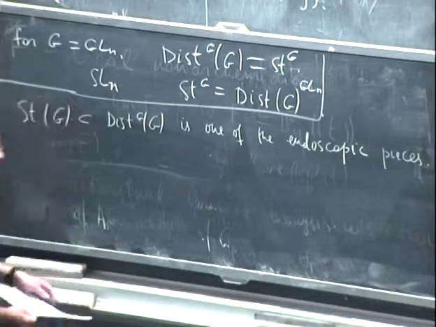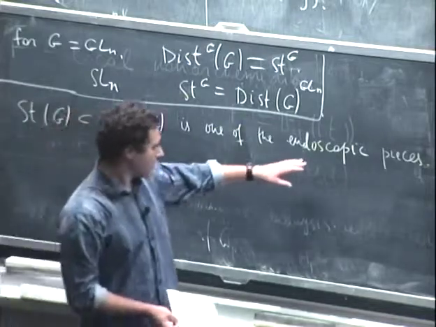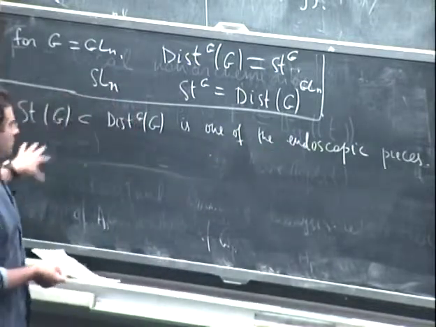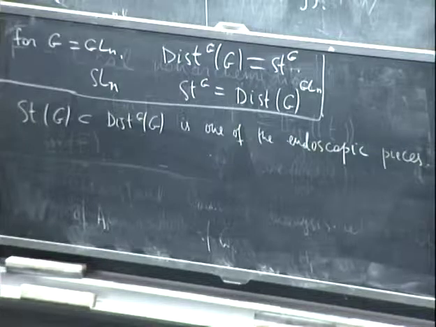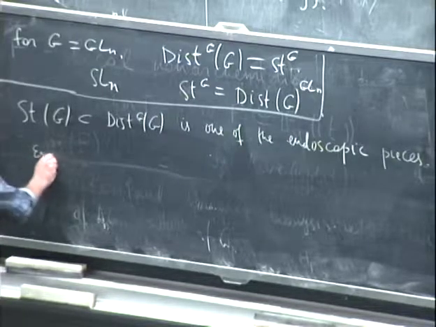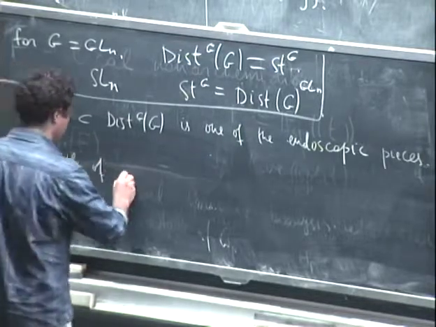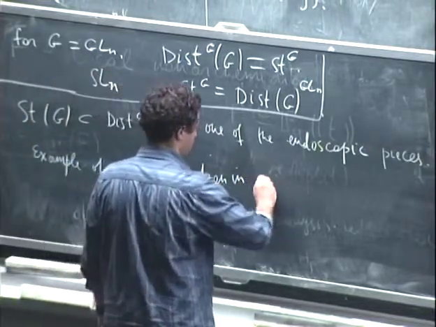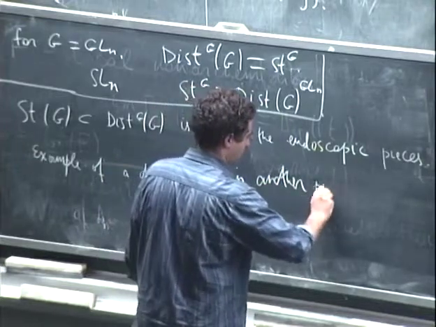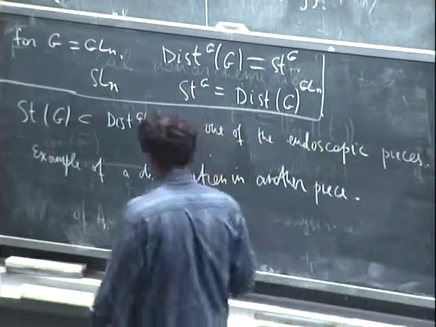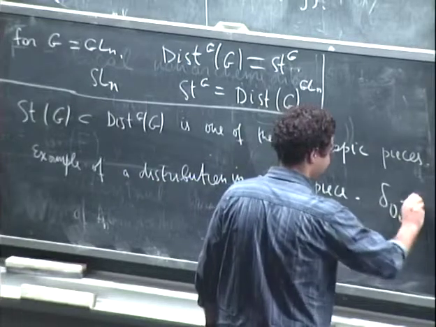And the interesting part of the theory, I think, related to McGlenn's talk this morning, is comparing those non-trivial pieces with the stable piece for a different group related to G in a non-trivial way. But I just want to make one rather basic remark. So just a basic example of a distribution in another piece. Going back to this picture, it's just a difference, delta 1 minus delta 2.